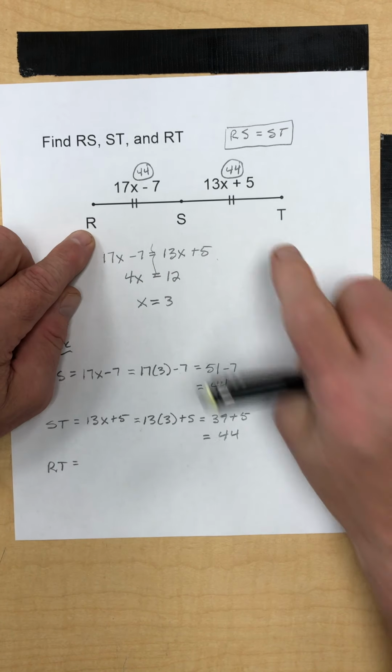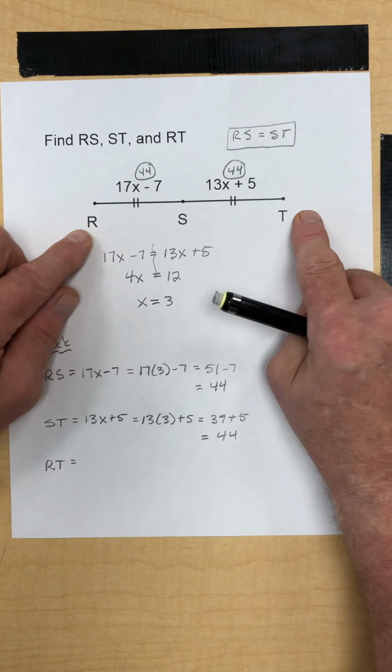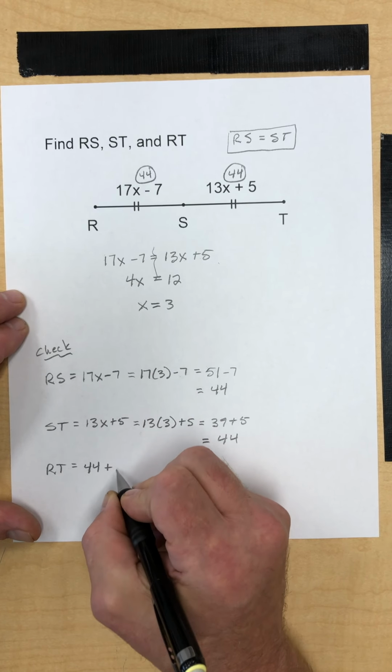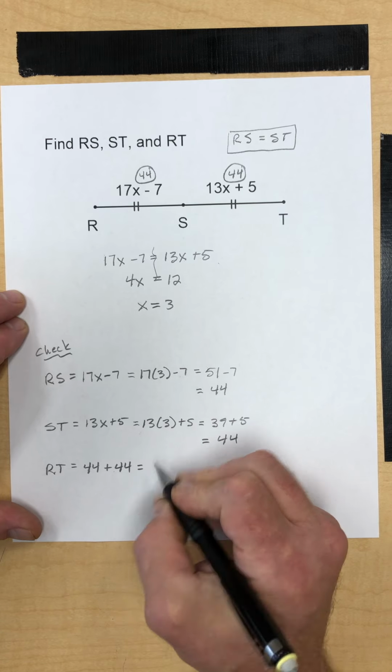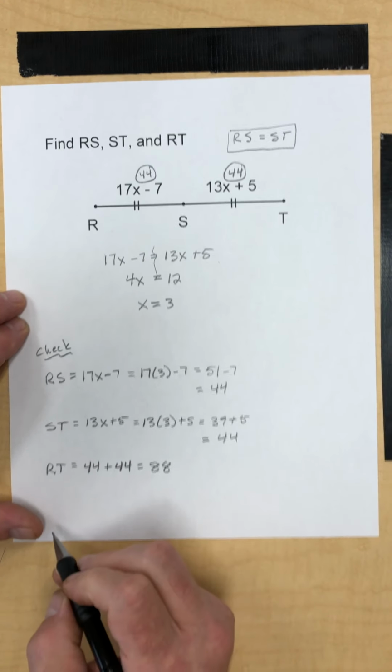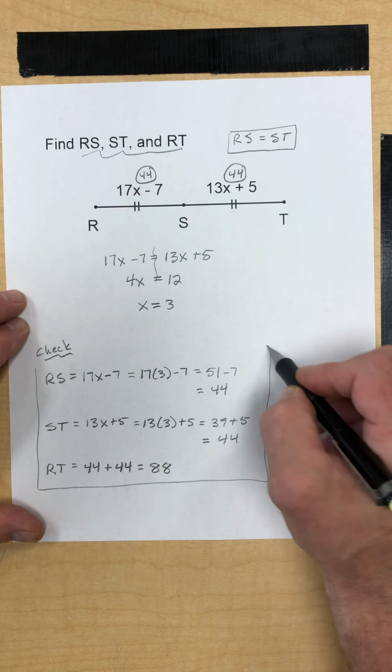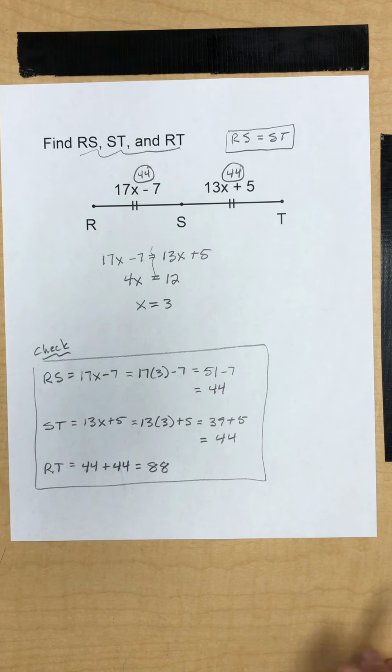And so if I want RT, I can add these all the way across. So RT would just be my 44 plus 44, which gives me 88. Okay, and notice it wants all three of them, so this is my answer right here. Got all three lengths. Okay, that one went well.